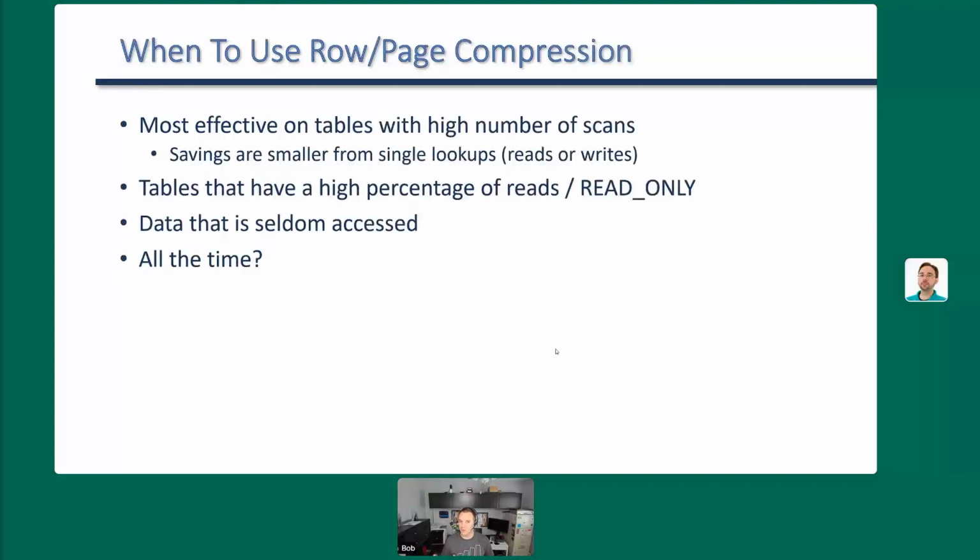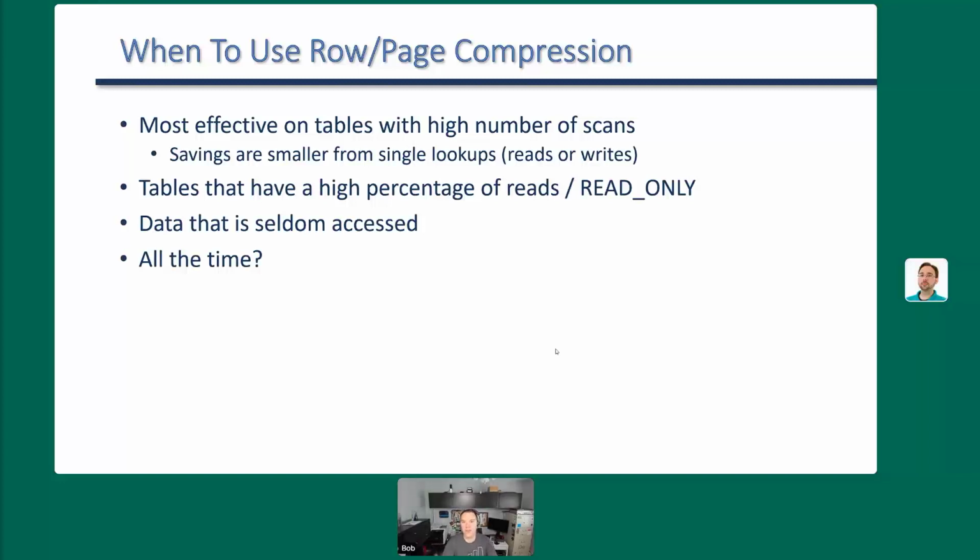When to use row or page compression? It's most effective on tables with high numbers of scans, or tables that have a large percentage of reads, or for data that is seldom accessed. I, for one, argue you can probably get away with using row compression all the time, especially because it uses a very, very trivial amount of CPU.